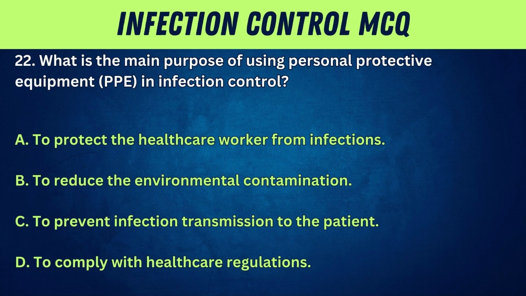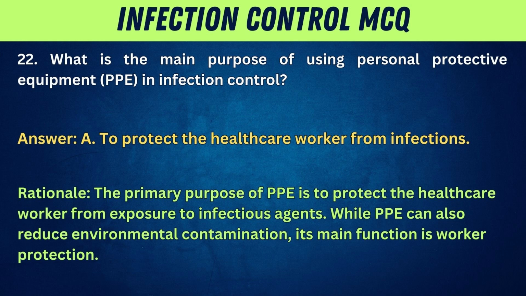22. What is the main purpose of using personal protective equipment, PPE, in infection control? A. To protect the healthcare worker from infections. B. To reduce the environmental contamination. C. To prevent infection transmission to the patient. D. To comply with healthcare regulations. Answer: A. To protect the healthcare worker from infections. Rationale: the primary purpose of PPE is to protect the healthcare worker from exposure to infectious agents. While PPE can also reduce environmental contamination, its main function is worker protection.